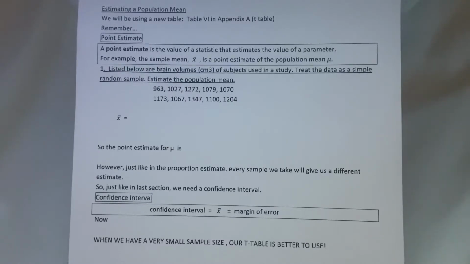Let's talk about a point estimate. Point estimate is the value of statistics that estimates the value of a parameter. For example, x bar can represent mu.